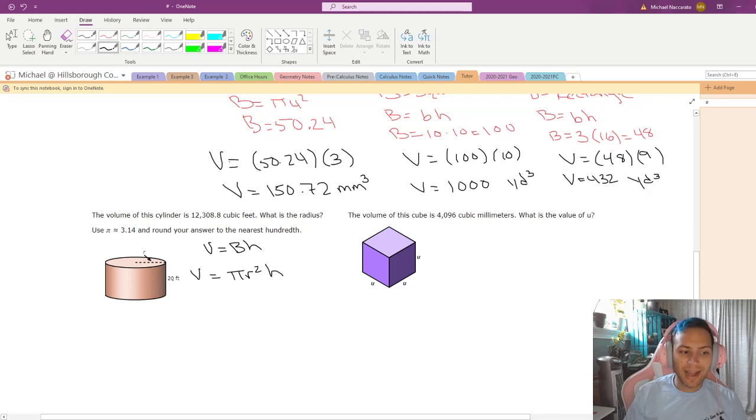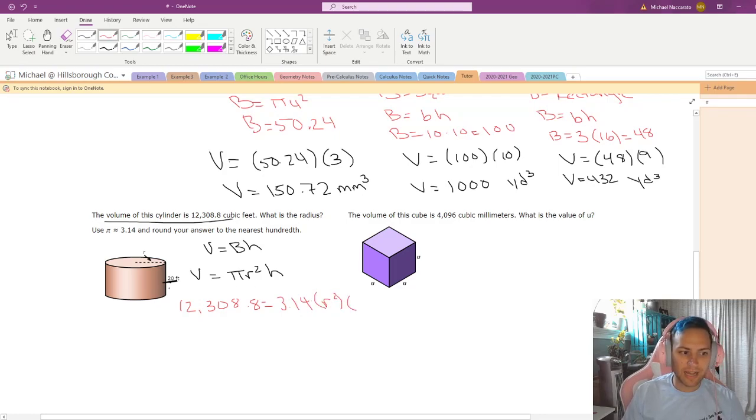Well, I know that the height of this is 20 feet. I also know that the volume is 12,308.8 feet. So let's plug that in. For volume, I'm going to put in 12,308.8 equals. Pi, we know we're going to use 3.14. R, we don't know R, so we got r squared.